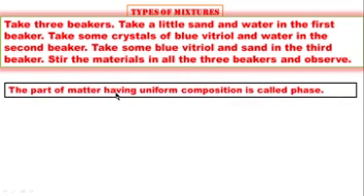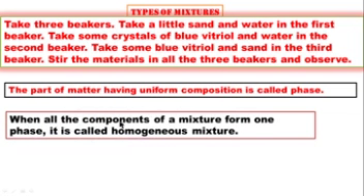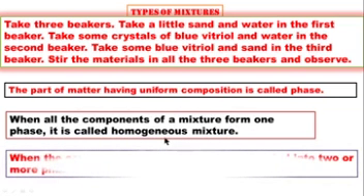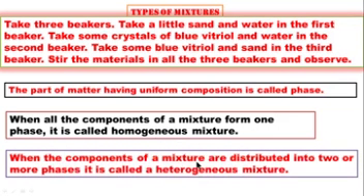The part of matter having uniform composition is called a phase. When all the components of a mixture form one phase, it is a homogeneous mixture. When the components of a mixture are distributed into 2 or more phases, it is called a heterogeneous mixture.